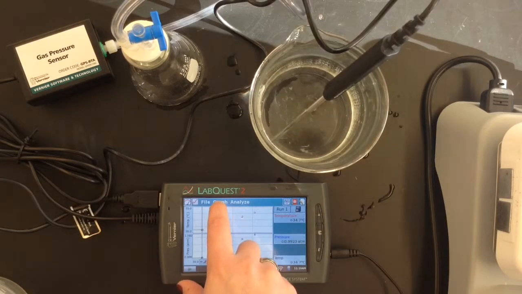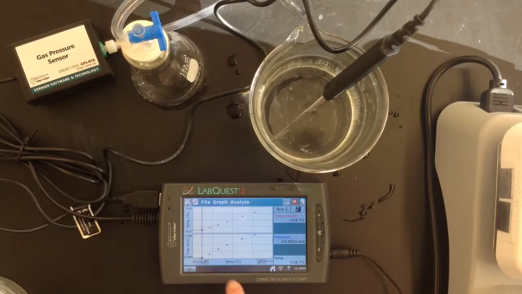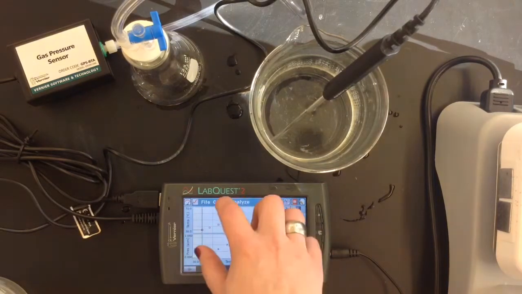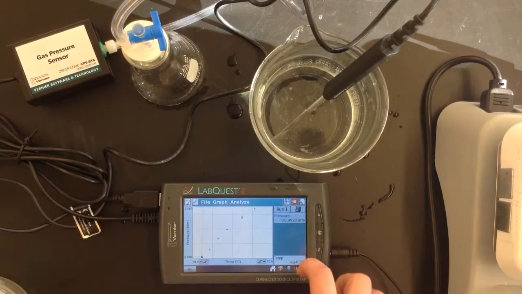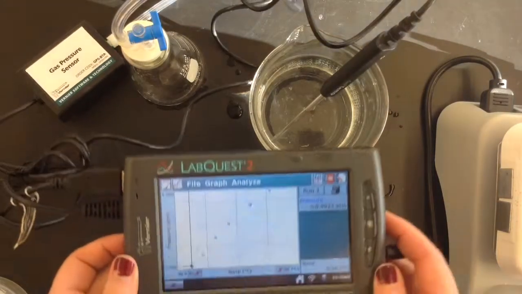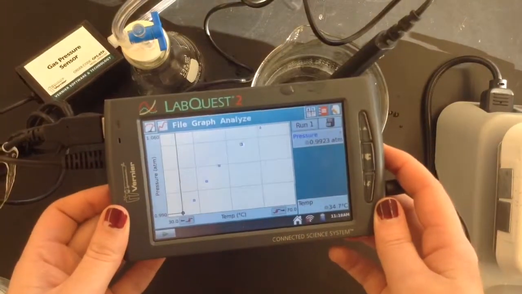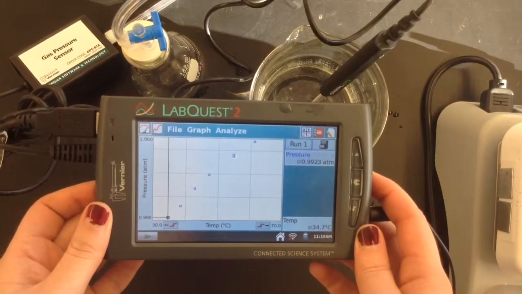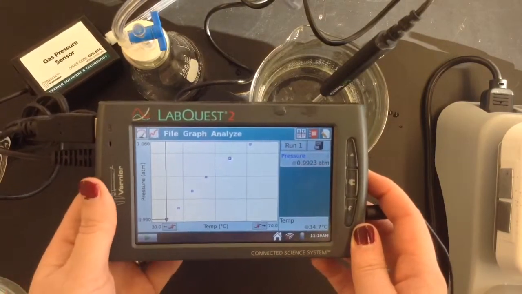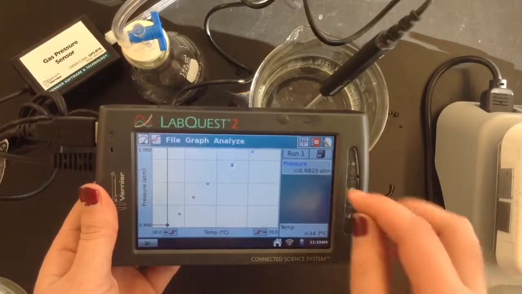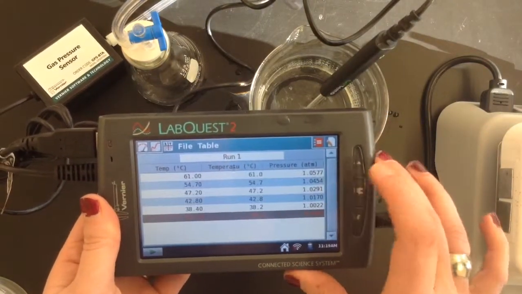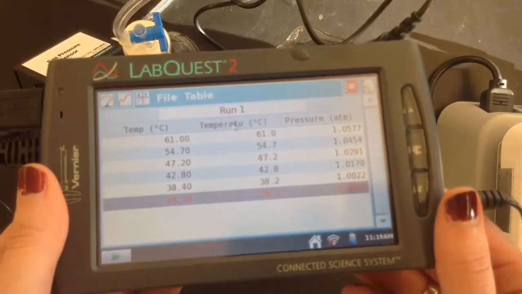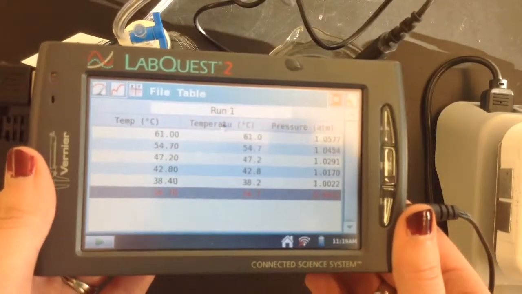Now, the only graph we need is the temperature and pressure. We don't really care about temperature and temperature. So let's see. There we go. So there is my graph of pressure and temperature. So you'll want to sketch that in your lab notebook. And then there's the data table. So you can copy the data table into your lab notebook.